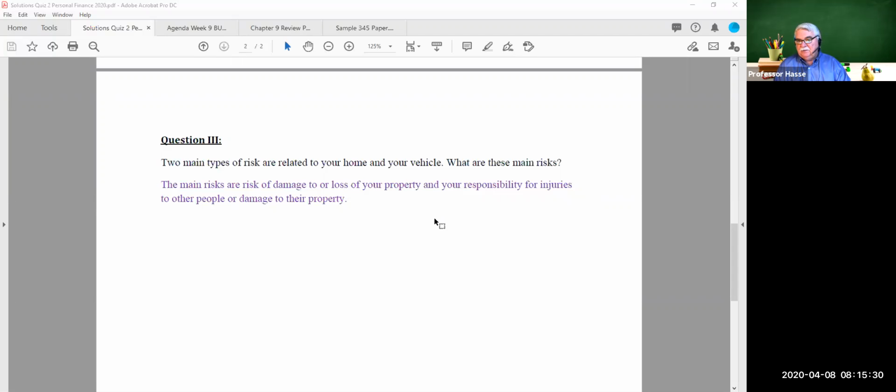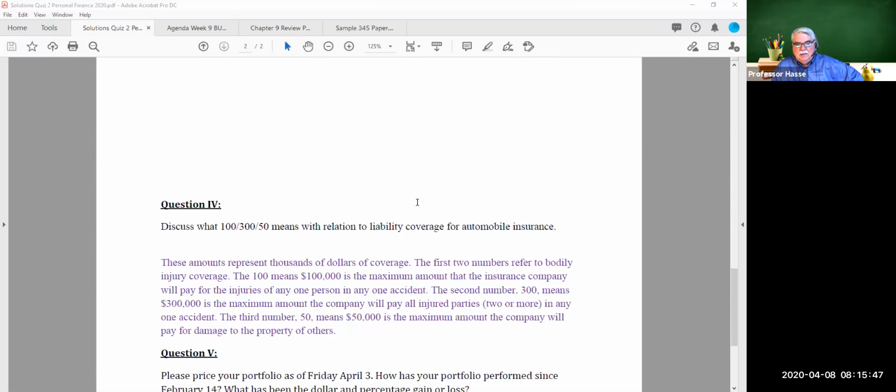damage to your automobile, your house gets trashed in a tornado, whatever, and damages for injuries. If you get injured in an automobile accident, if you get injured at home, a household accident, those are the two main risks associated with that. That's what I was looking for.